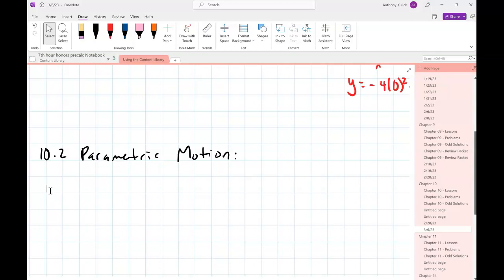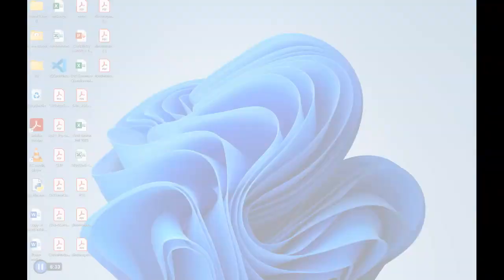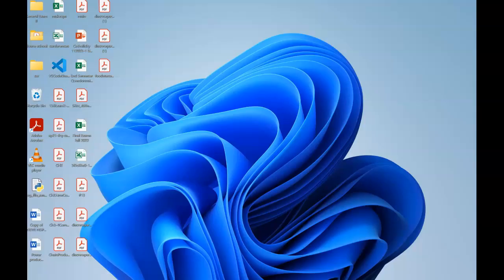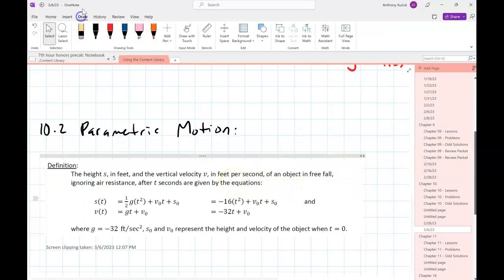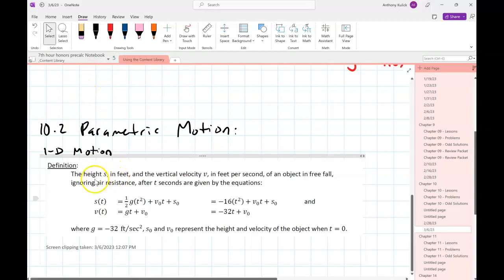And I don't think you probably do 3D as a high schooler. I would find that very surprising. So let's start with just one-dimensional motion here. So we'll define that. In physics, we use the letter S as our position function. In one-dimensional motion, the height is the position. So we're using S to represent the height of our falling object.